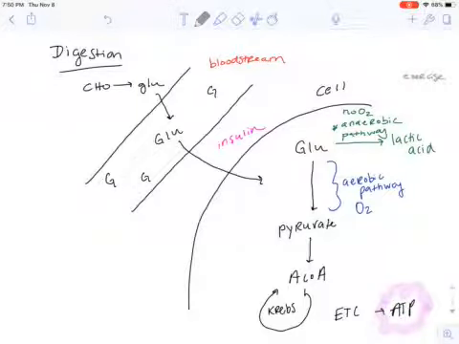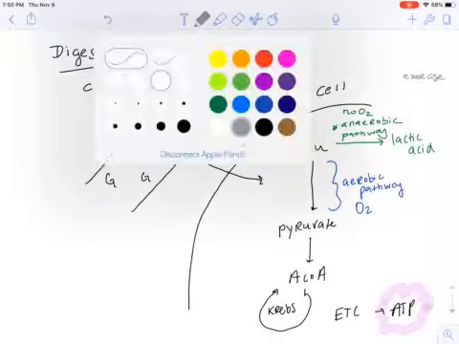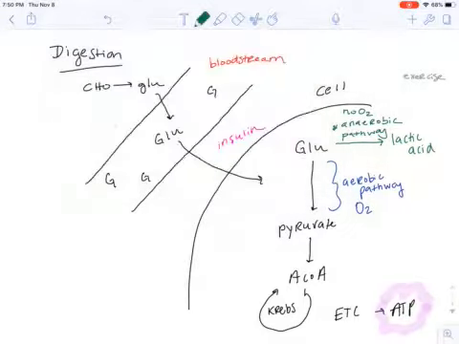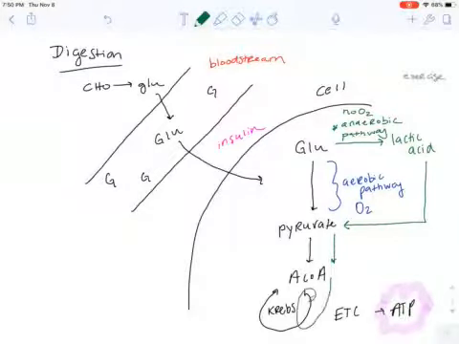anything along those lines. Now, this lactic acid actually then goes to the liver and it comes back and gets converted to pyruvate. And then it can go through, become acetyl-CoA, go through that Krebs cycle, electron transport chain, and then produce ATP.